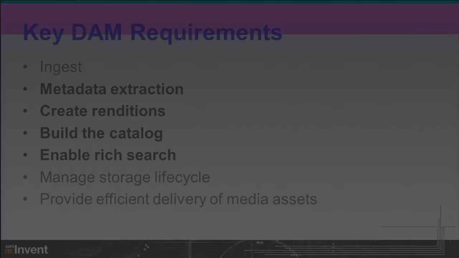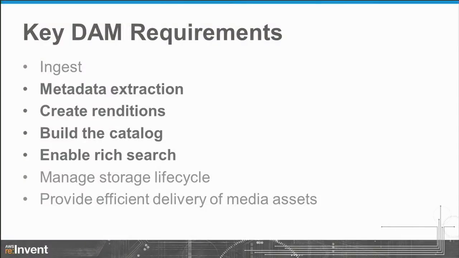This could be a low-res proxy, that could be mezzanine files to help enable the actual post-production process, or it could be browsable adaptive bitrate web data sets that I could look at on my iPhone. So creating renditions from original source material, that's obviously an important part of the DAM solution. Building the catalog, being able to discover the various data sets according to different dimensions, that's obviously critical. Enabling rich search against those data elements.